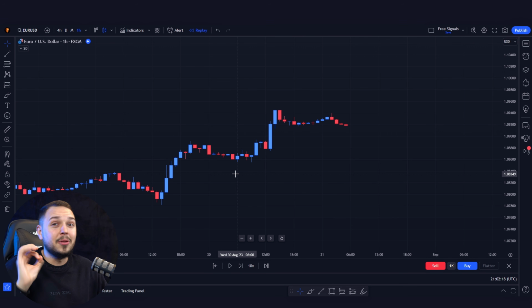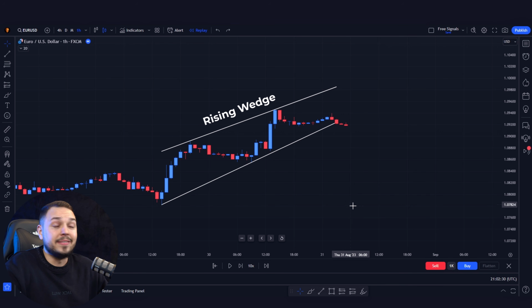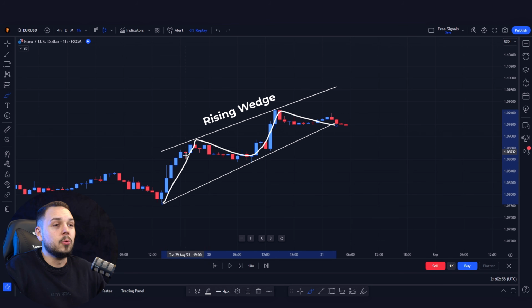Now trust me, it's not as scary as you think. If you have no indicators and you love trading price action, this is the best way to do it. So this over here, what do you think this chart pattern will be? Well, it is a rising wedge at the moment. Now the price is currently squeezing in between two area levels.